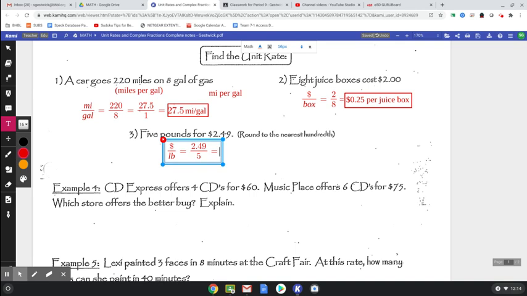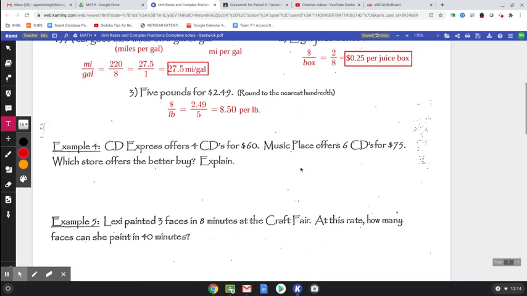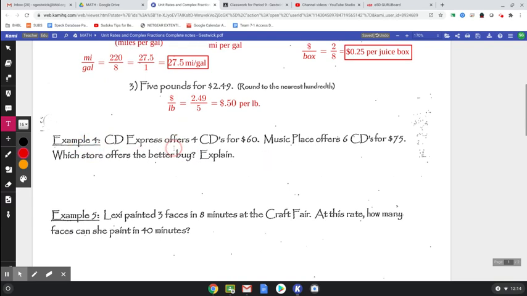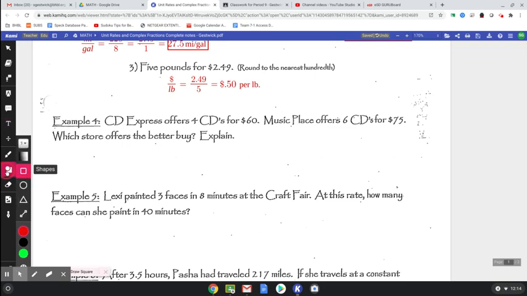It says round to the nearest hundredth. So I am getting 50 cents per pound. 50 cents per LB. Okay. All right. Example 4. Oh, box it. Sorry.